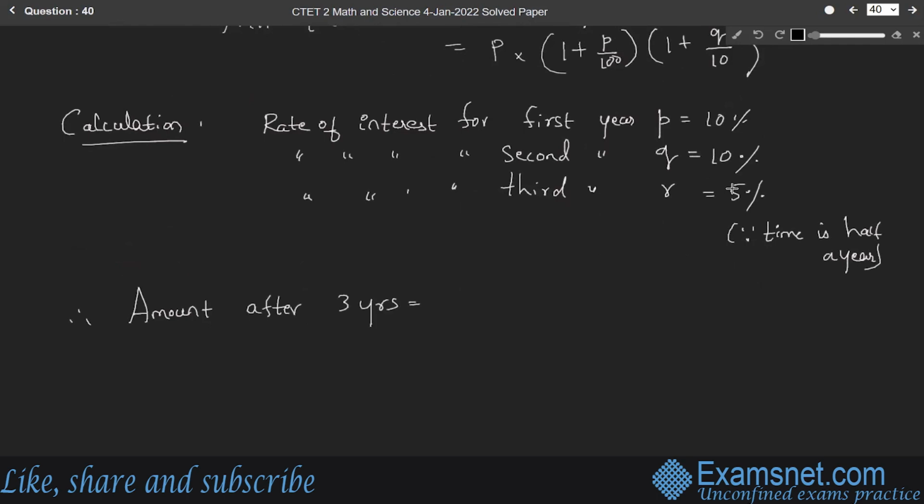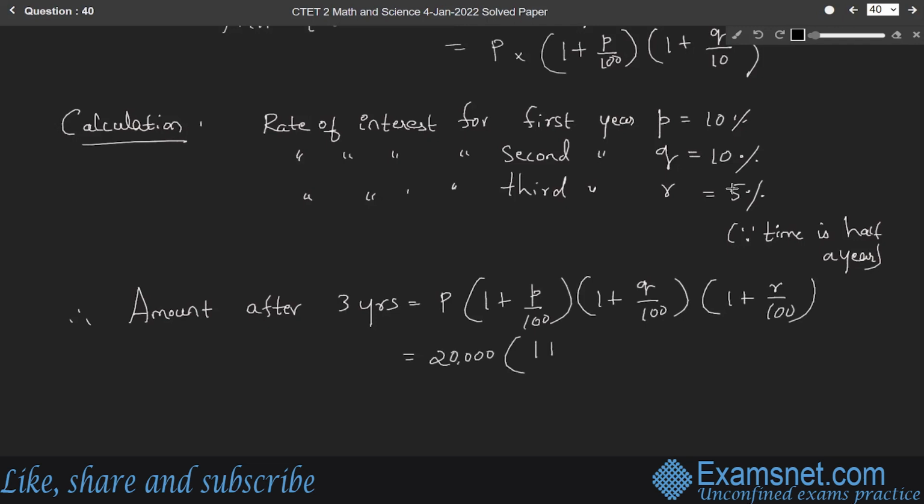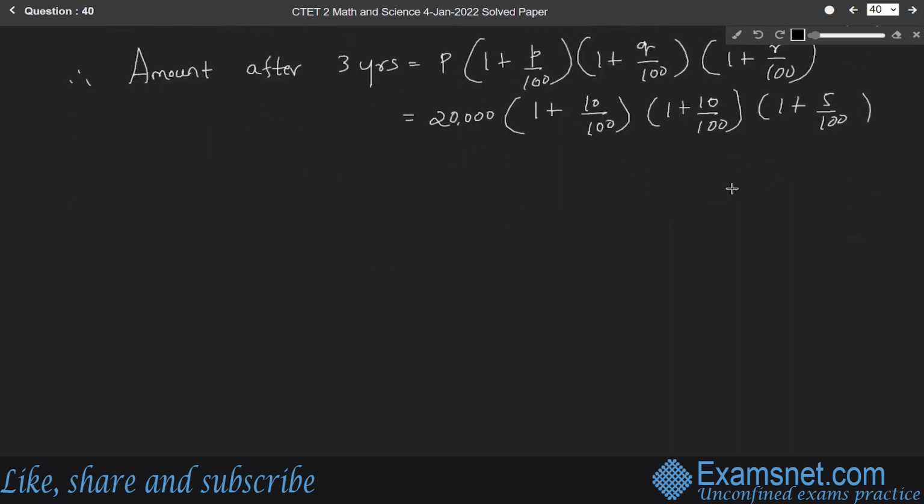Therefore, amount after 3 years is equal to principal into 1 plus small p by 100 into, during second year, 1 plus small q by 100 into 1 plus small r by 100. Substitute the values. Principal is 20,000 into 1 plus small p is 10 divided by 100, 1 plus 10 by 100, and 1 plus 5 by 100, which is equal to 20,000 into 110 by 100 into 110 by 100 into 105 by 100.